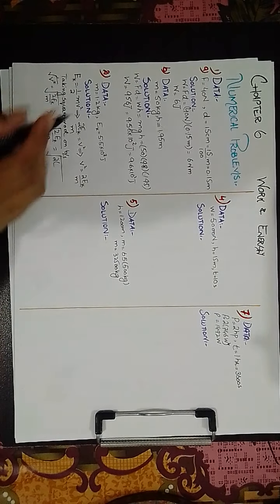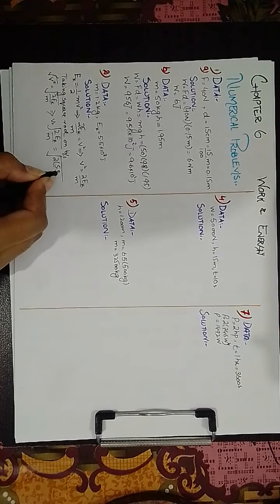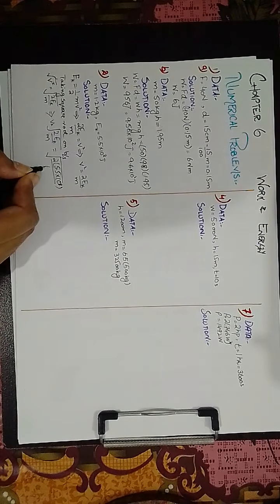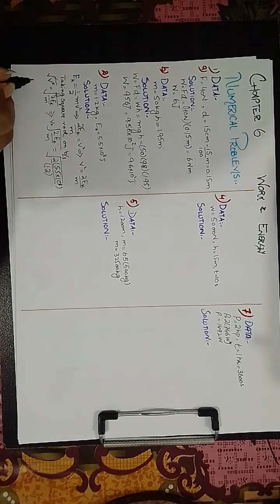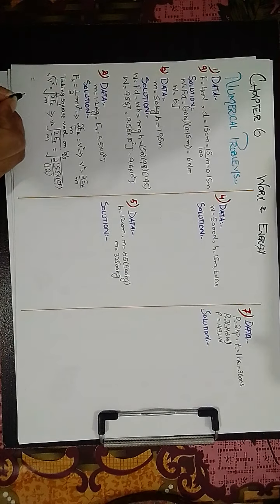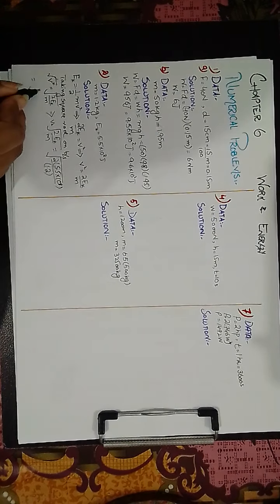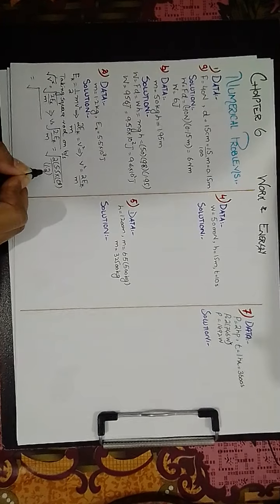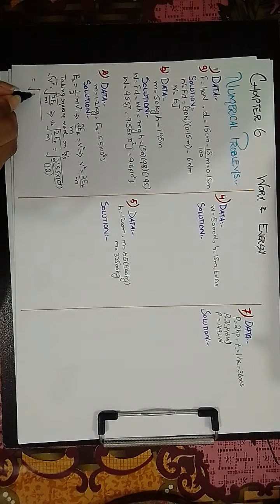Just placing the values now. 2 into the value for E, which is 5.5 into 10 raised to the power 8, divided by the mass, which is 1.2, right? I'm not going to go with the whole calculation. You can do it yourself. I'm just going to come up with the final terms. Finally, when you multiply 2 with 5.5 and divide that value by 1.2, then you will get 9.16 into 10 raised to the power 8.